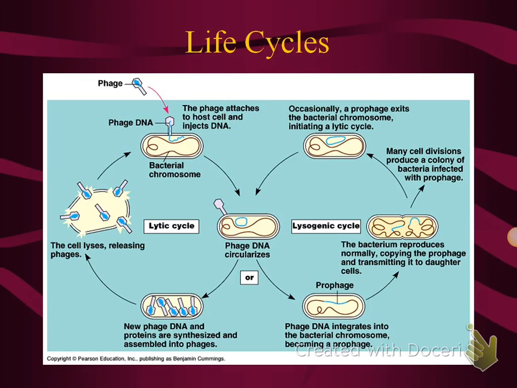There's the lytic life cycle, and just like the word lysis means to break apart, the lytic life cycle is where the virus basically makes new viruses and immediately ruptures the host cell. The lysogenic life cycle, genic or genesis means to create. So lysogenic means that it's going to insert its viral DNA into the cell's DNA, and then it'll not immediately break into new viruses.